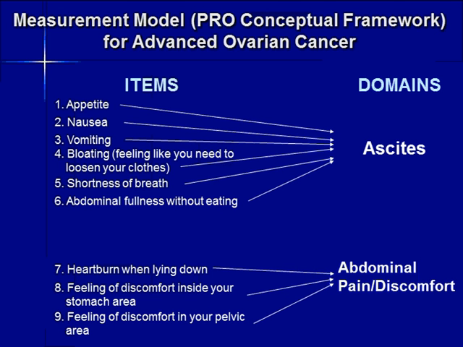Recall that these are the 2 domains that were most proximal to ovarian cancer and treatment in that Wilson and Cleary model. And you could operationalize those 2 endpoints as your primary PRO endpoints and have these 9 questions summed up into 2 scores, and those would be your endpoints to test any group differences in the treatment comparison.